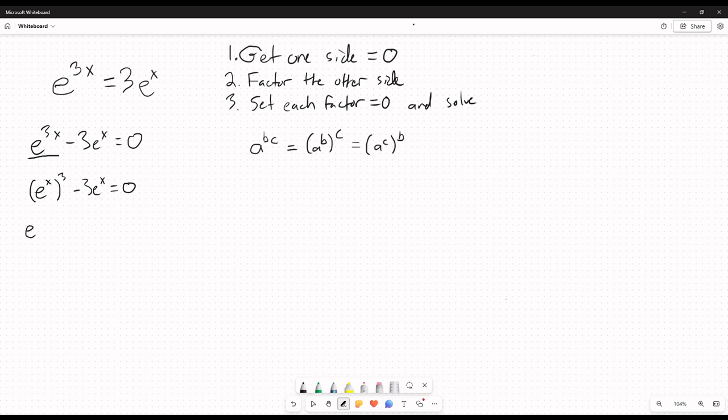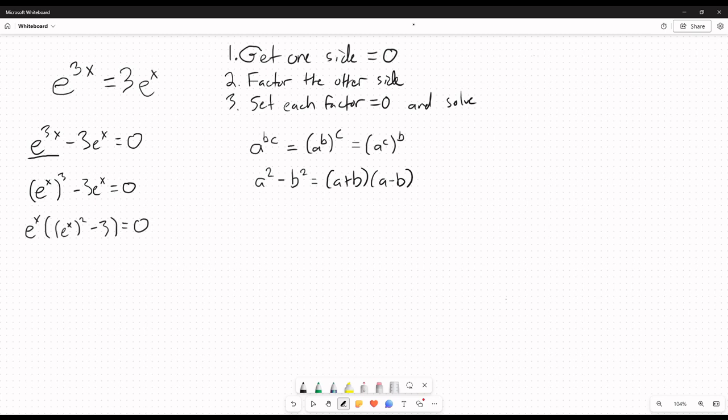This is really e to the x times, we'll have e to the x squared minus 3 equals 0. And now we've done one step of our factoring. We can actually do one other step. And that step will use the fact that if we have a squared minus b squared, that's the same as a plus b times a minus b. But we don't necessarily have a, we have e to the x.